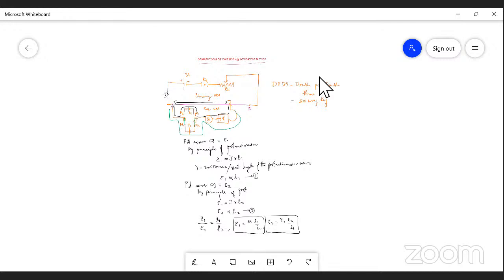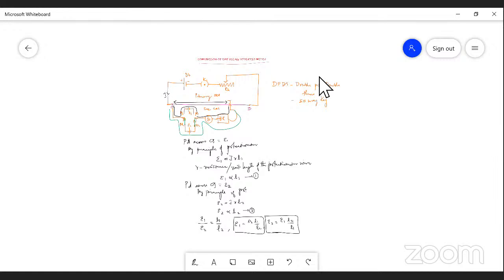For the same current, you are now including the cell of EMF E2 in the secondary circuit, and by the principle of potentiometer, you can get the balancing length of the potentiometer, and we can write E2 equals IRL2. So E2 is directly proportional to L2.